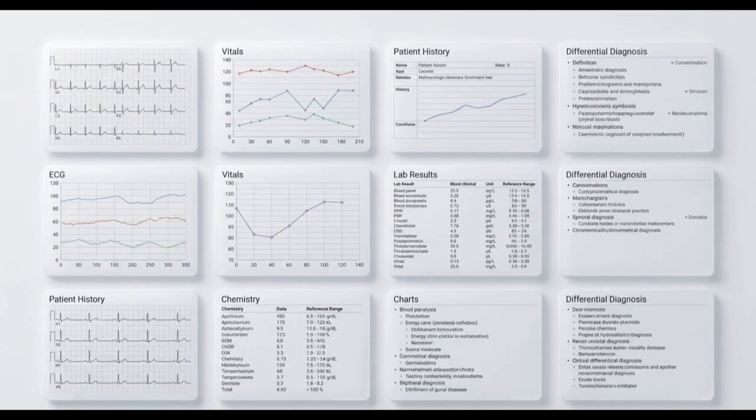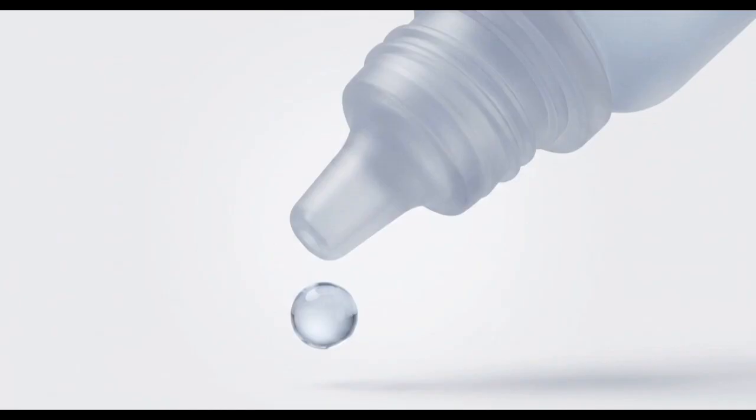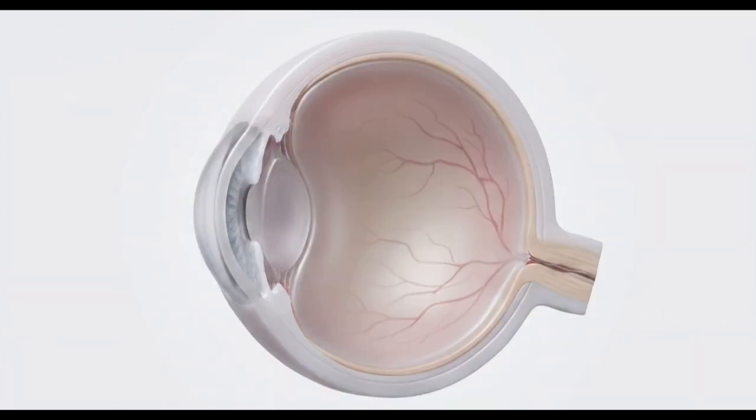While a 12-point differential is dense, adhering to a layered, systematic workup will reliably rule out the noise and expose the true etiology. Treating a deep systemic condition with superficial drops often leads to vision loss. An accurate anatomical diagnosis determines if the eye's structure remains intact. This diagnostic flowchart outlines the required physical sequence.